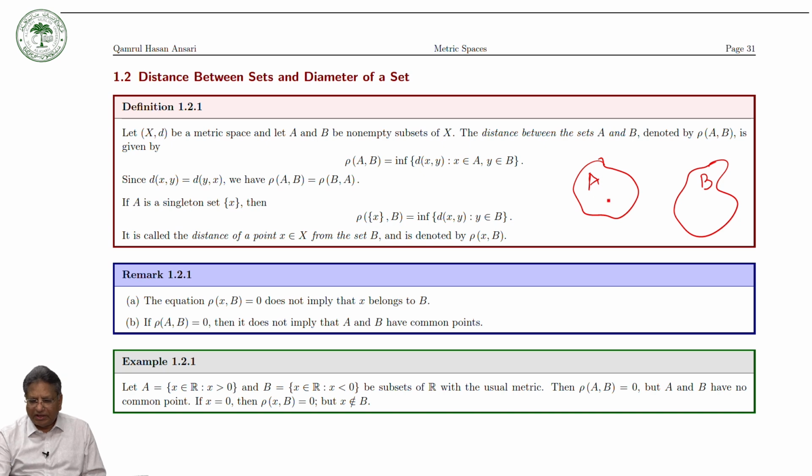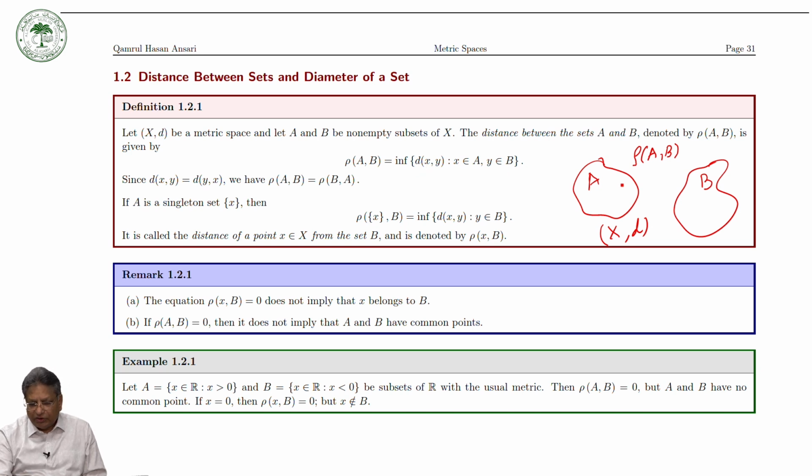So if you have sets A and B, then the distance between A and B we will denote by rho(A,B). That is the distance between the sets A and B. And it is defined as, of course, keep in mind these two sets are subsets of a metric space (X,d), where A and B are subsets of X and X is equipped with a metric d. So the distance between A and B is equal to the infimum over x in A and y in B of d(x,y).